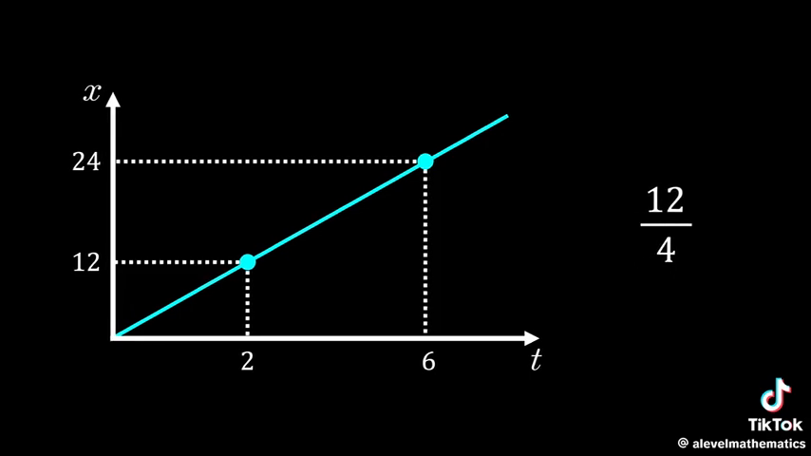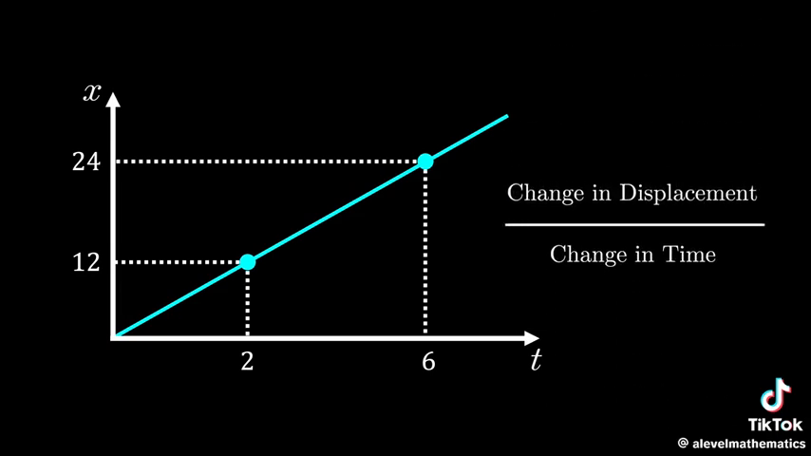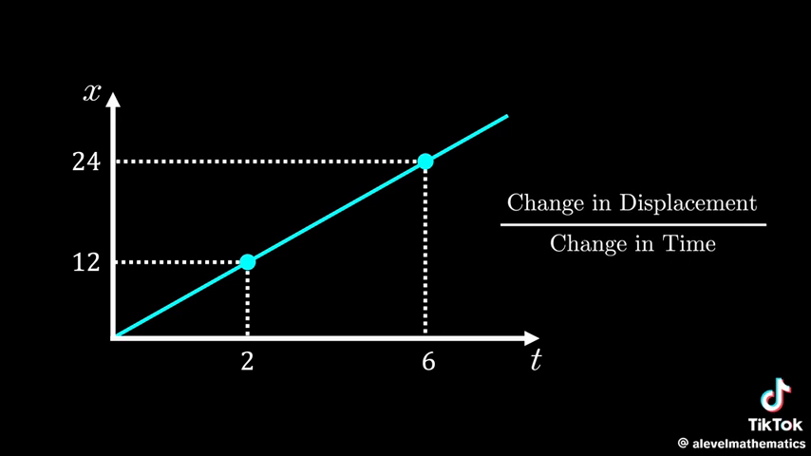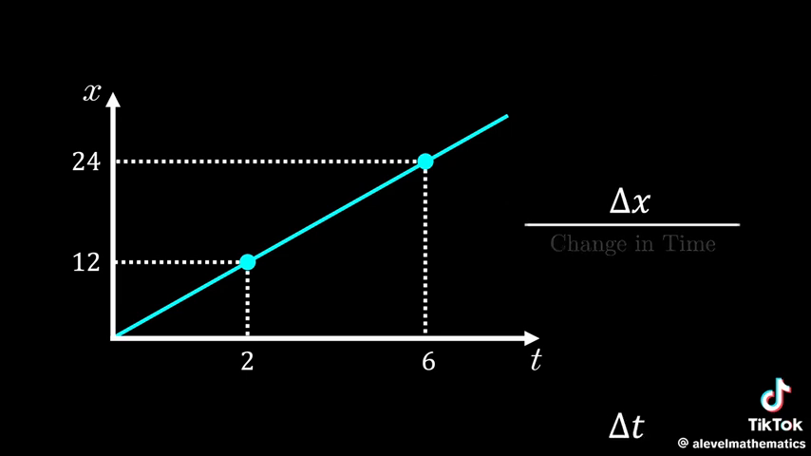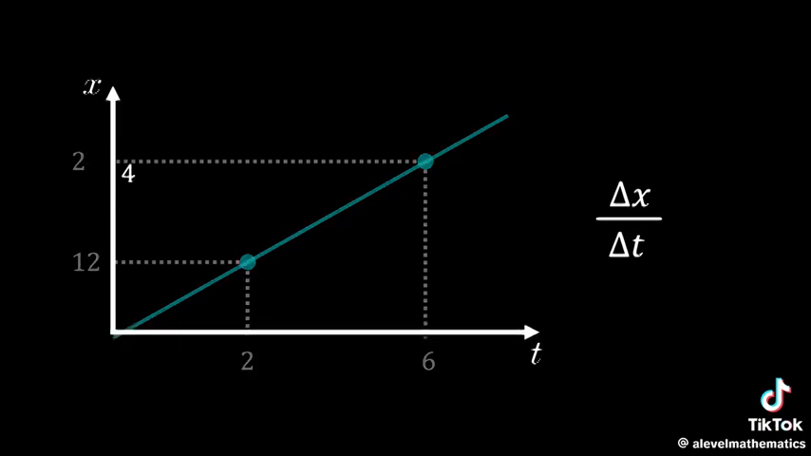But the important point here is not the specific number. In general, what we've calculated is the change in displacement divided by the change in time. Mathematically, this can be written as delta x over delta t. And yes, this is literally the gradient of the line. In our current example, the gradient never changes, so the velocity stays constant.